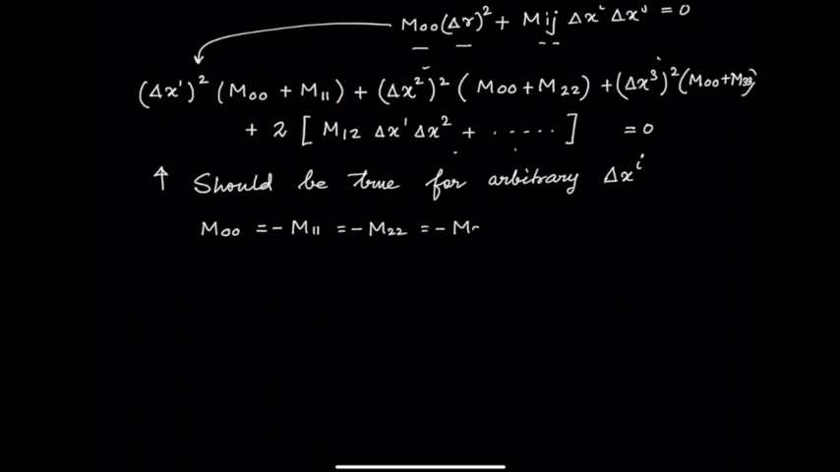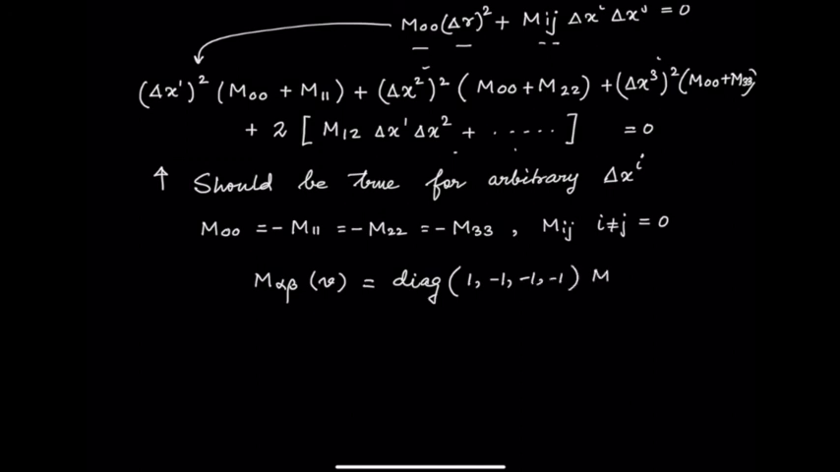And minus m33, and all mij for i not equal to j are 0, which essentially means this entire m alpha beta, which is a function of v, now remind you, is diagonal: 1, minus 1, minus 1, minus 1, times m00.